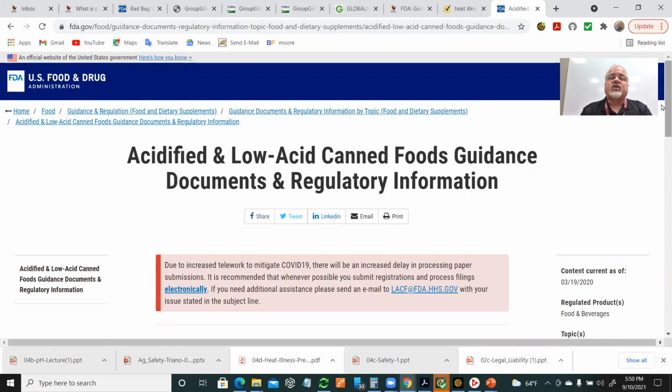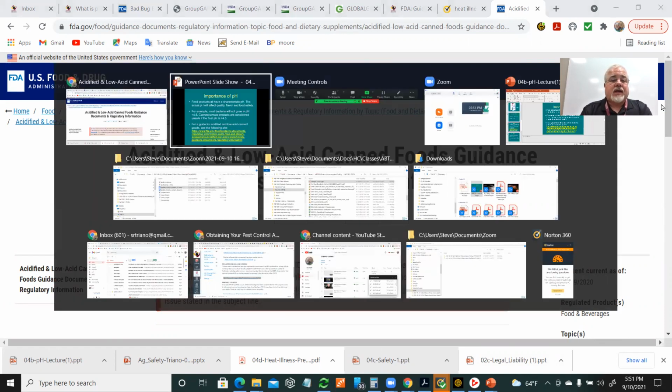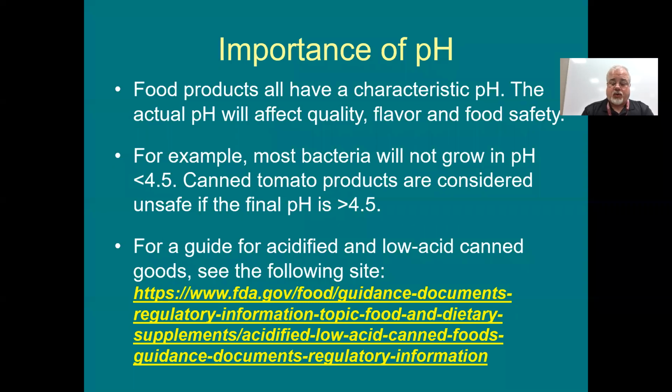The document I saw before, kind of liked it just because it didn't just go into canned goods. It talked about the pH of foods in general. So what is the typical pH range for carrots or for corn or for whatever product you're dealing with? I'm sure it's still out there, just was not able to find it in the last few moments.